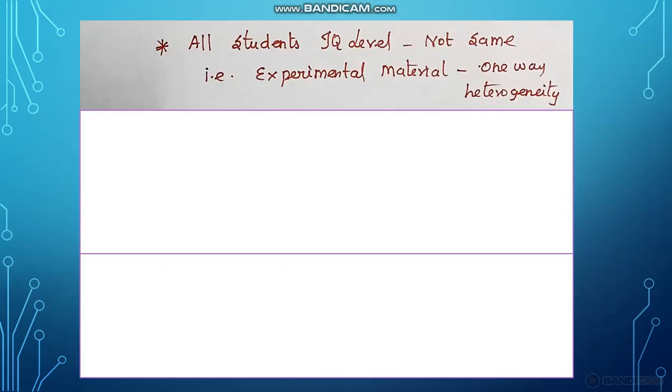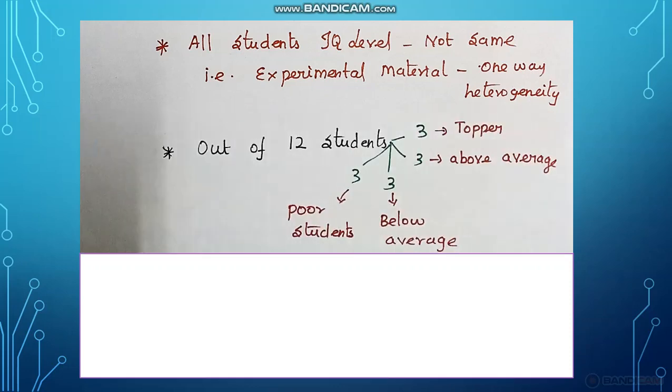If all the students' IQ levels are not the same, that is, the experimental material is students, then in the experimental material there is one-way heterogeneity, so we will go for RBD design. For example, out of 12 students we have 3 topper students, 3 above average students, 3 below average students and 3 poor students. That is, all the students' IQ levels are not the same. There is presence of one-way heterogeneity, so we will go for RBD design.